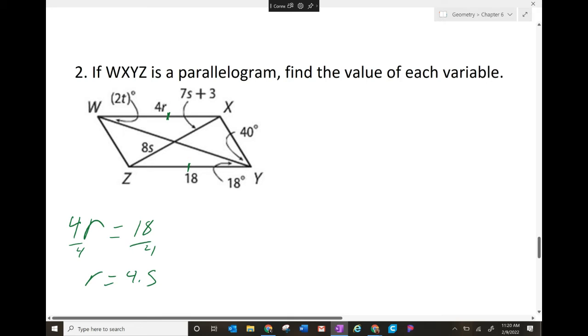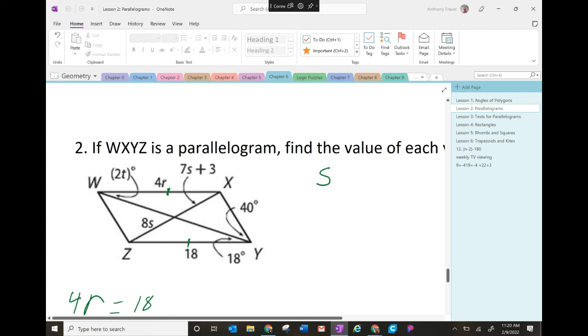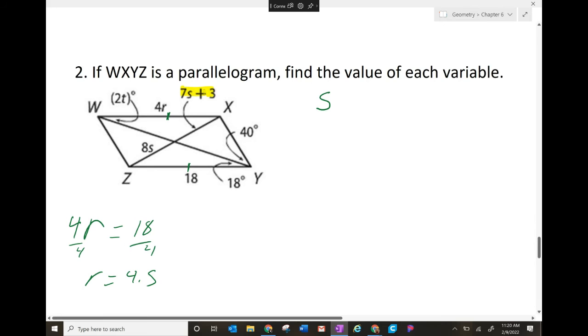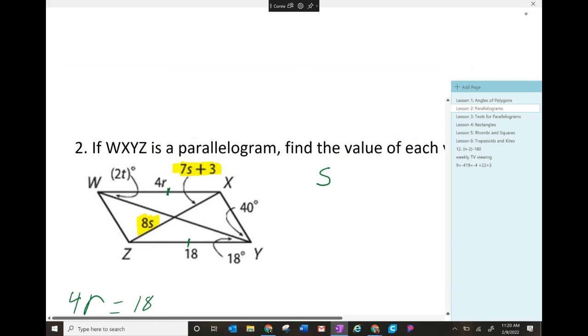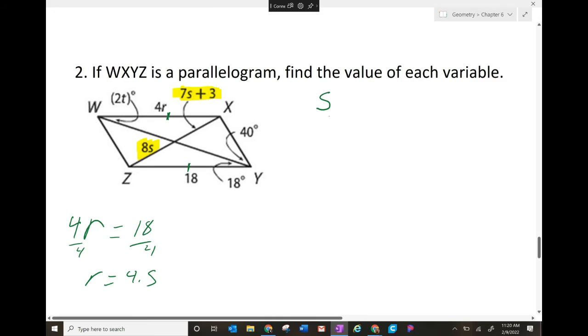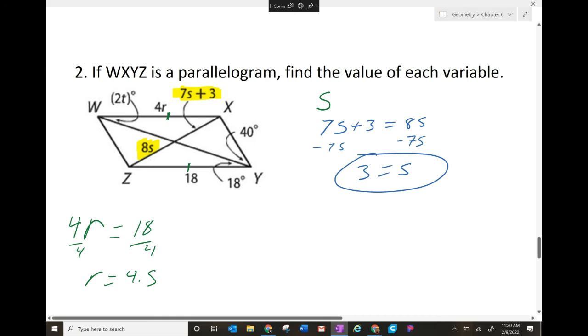Okay, the next one. So I did my R, I'm going to do my S next. S. I'll use a highlighter for that one. Here's an S. Here's an S. Yep, perfect. They're both going to be on opposite sides of that midpoint, so I'm going to set them equal to each other. So I've got 7S plus 3 equals 8S minus 7S minus 7S. I get 3 equals S. That's my answer.